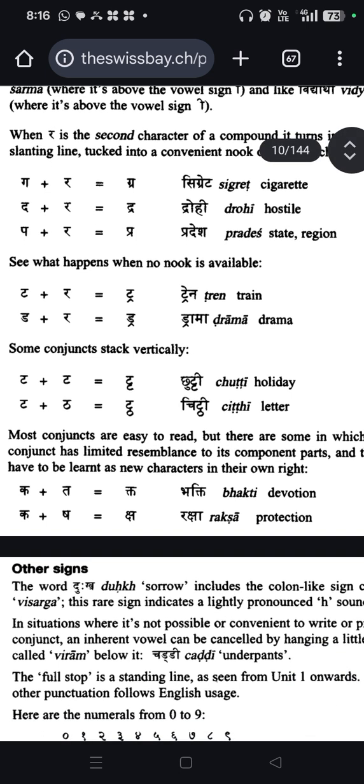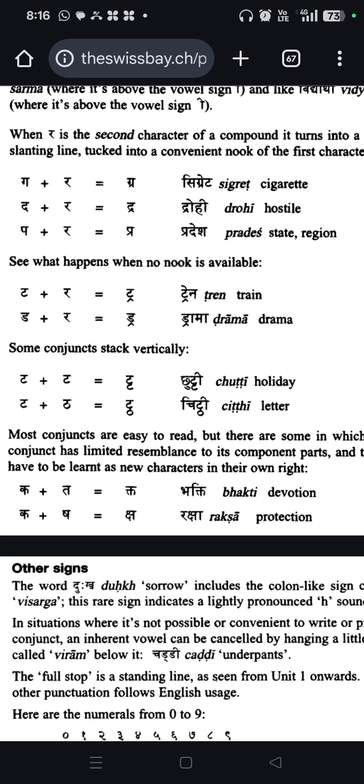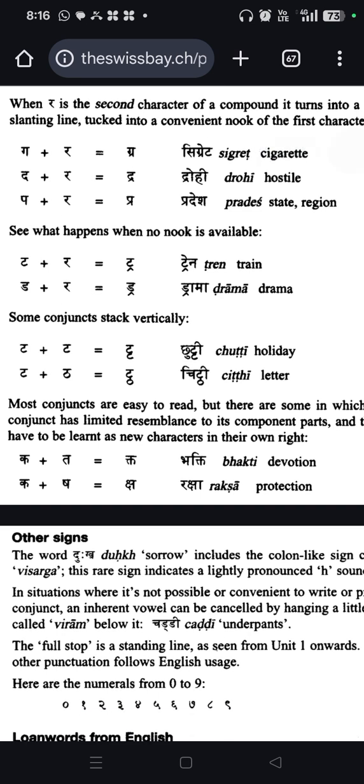There's another word for paradise, I think. So this is Pradesh, sorry. Pradesh means place, like country or state.